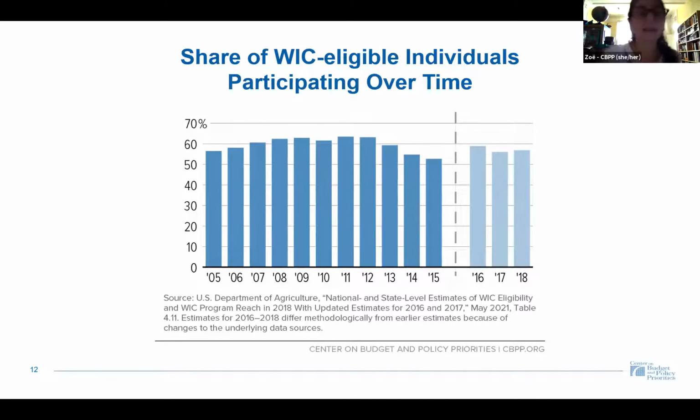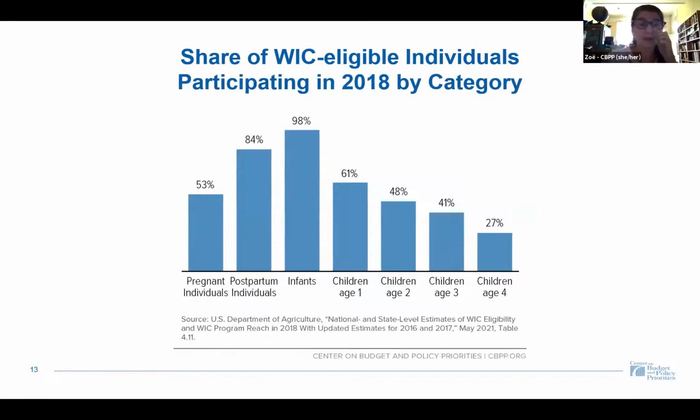USDA analyzes the data in lots of different ways. There's a lot of state-specific data, so you can look for that. The next slide shows you a breakdown by category. So you can see the tall columns are for postpartum individuals and infants who are enrolling at very, very high rates. So that's not really where the concern is. The issue is reaching more pregnant individuals and retaining more children past infancy. You can see there's a really steep drop off to either keeping children on or for those who have left, getting them back on.